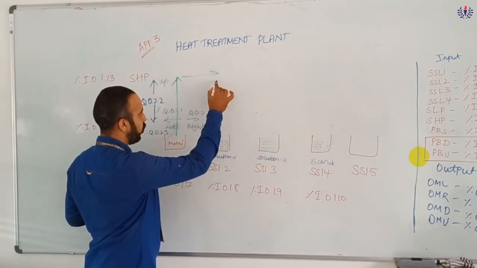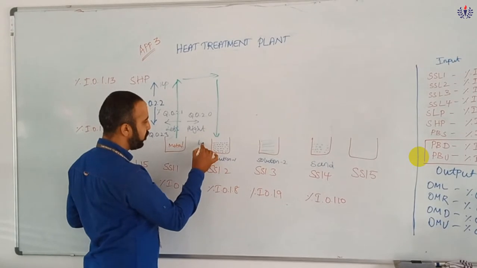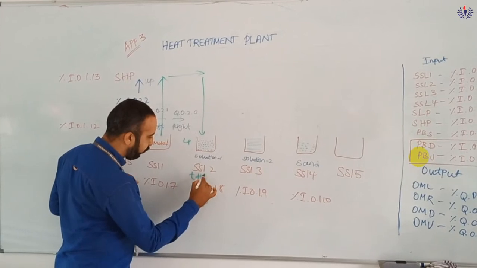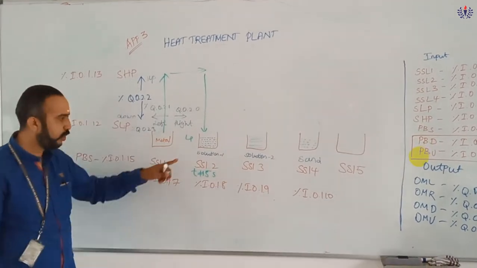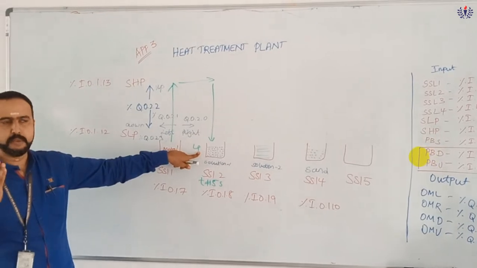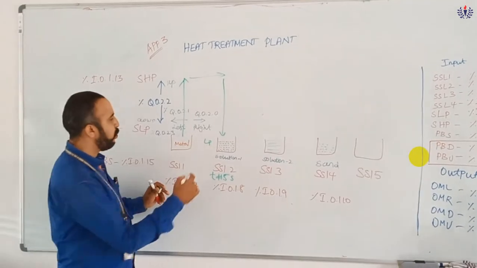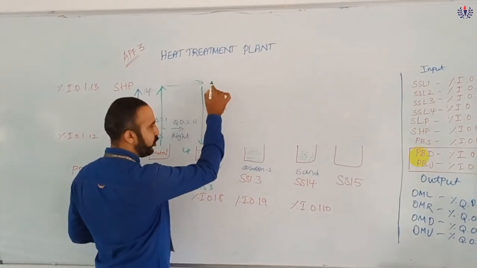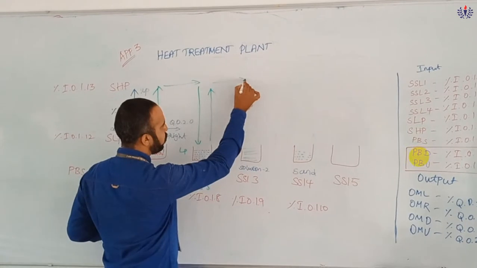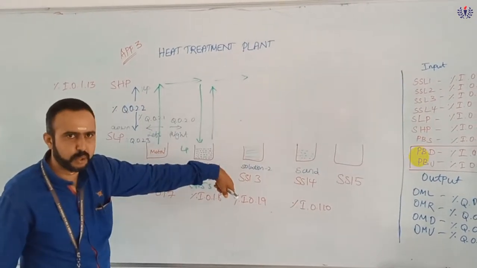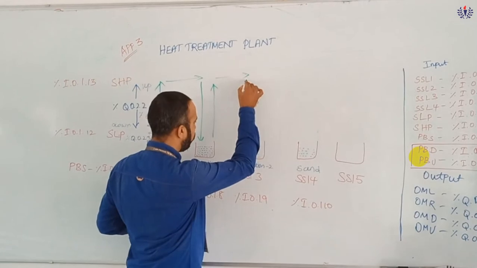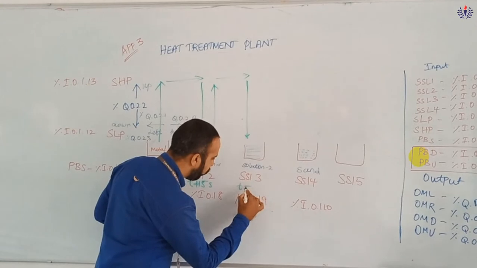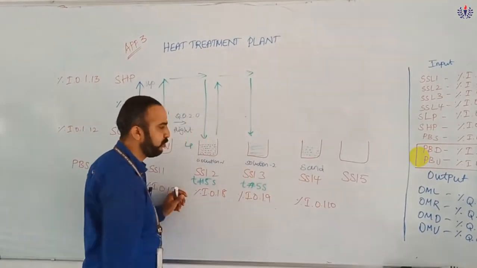So after ensuring that it is in slot 2, it will come down to the low position. There it will be waiting for some 5 seconds, time 5 seconds. Then once again, after this time delay is reached, it will rise up and ensure it is in the high position. Then it will move to its right and ensure that it is in slot 3. After reaching slot 3, it will once again come down to the low position, and here also it will wait for some 5 seconds in slot 3.